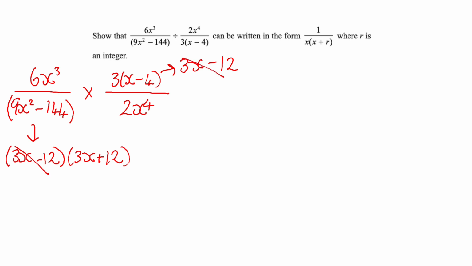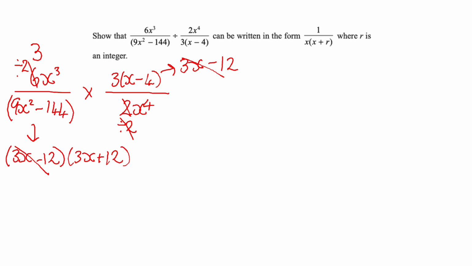We're now going to look going the other way. So we're going to look at the 6x cubed and the 2x to the power of 4. Now we've got a 6 and a 2, so 2 will divide into both of them. So if we divide this one by 2 and this one by 2, this just becomes 1, and this will now become a 3. So we've now got 3x to the power of 3 and x to the power of 4.